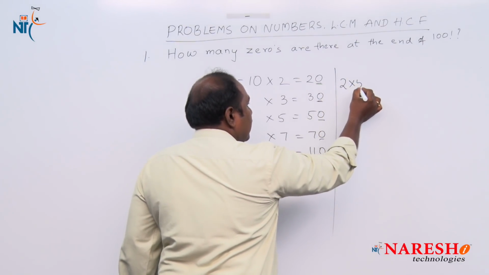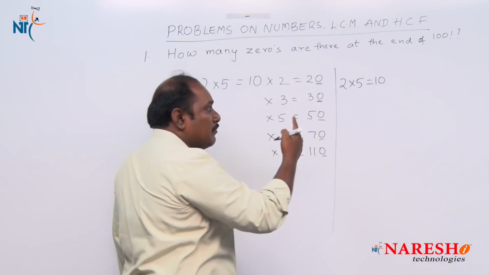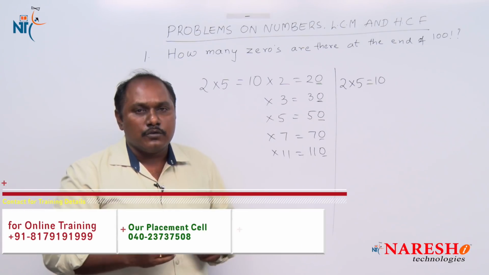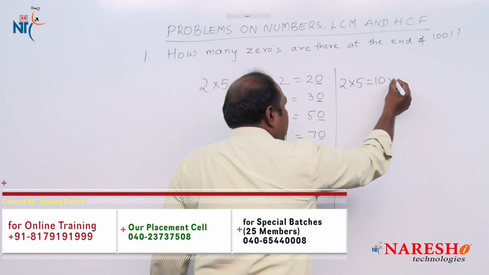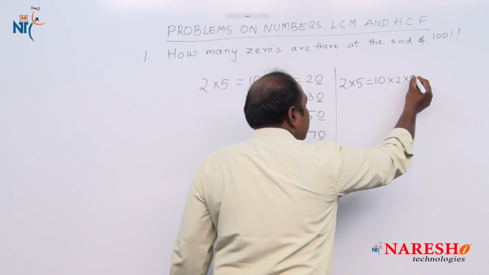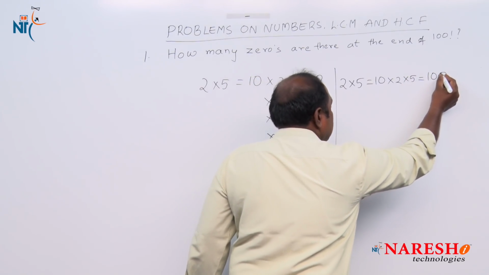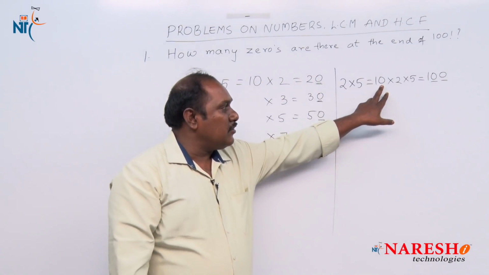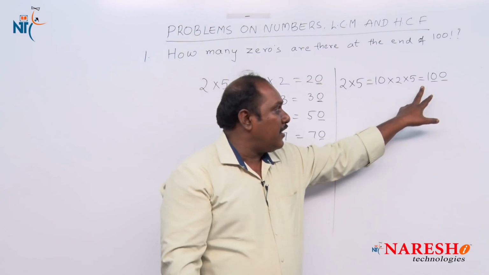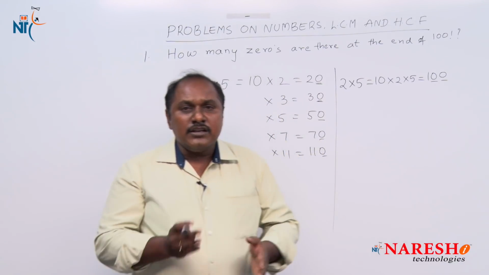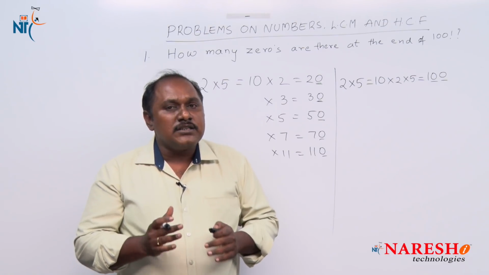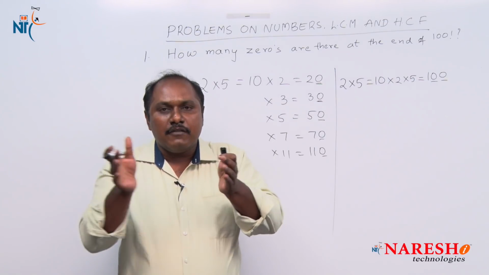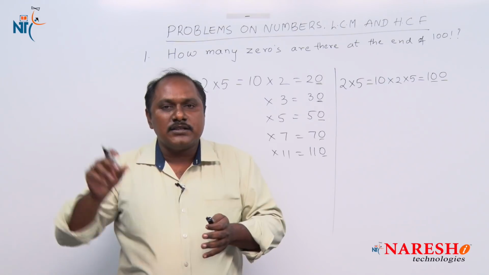Now 2 into 5 is 10. Now I want to increase the number of zeros in the end by using only prime numbers. Then what am I going to do? Definitely I am going to multiply with another 2 and another 5. So the answer is 100. Now you can see the number of zeros has increased. Here I have 1 zero, but if I multiply with another 2 and another 5, I have 2 zeros. So the logic here is, if you want a 0 in your answer in the end, multiply a 2 and a 5. You multiply one 2 and one 5, in the answer you get a 0.